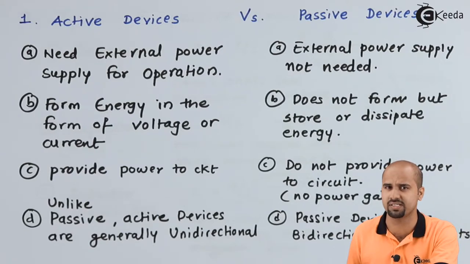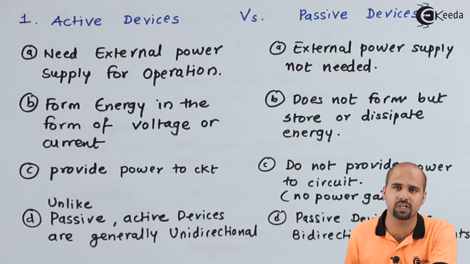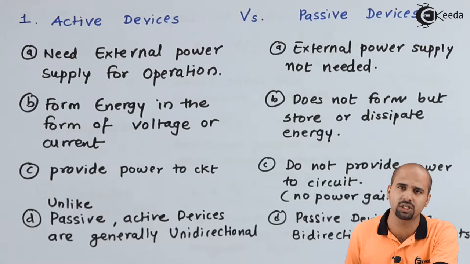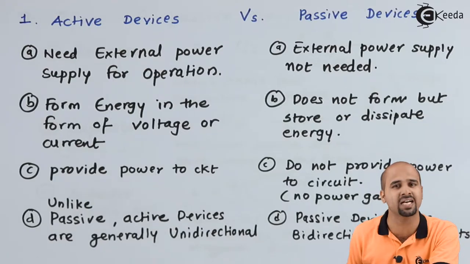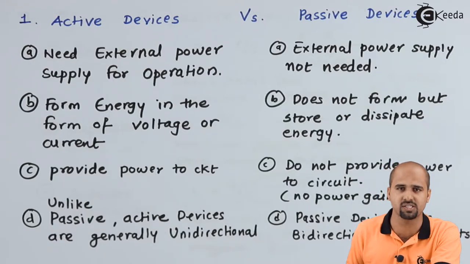Rather, in passive devices, if we consider resistors, capacitors and inductors, it is possible to flow current or to have voltage of opposite polarity in both directions. So these are nothing but bidirectional devices, passive devices, and active devices are generally unidirectional devices. So this is nothing but the difference between active devices and passive devices, the very basic form of this particular session.